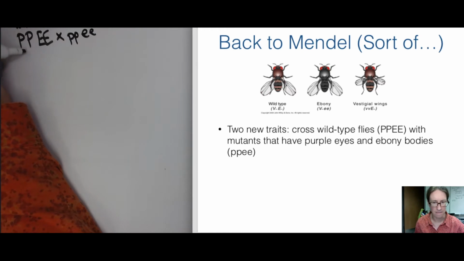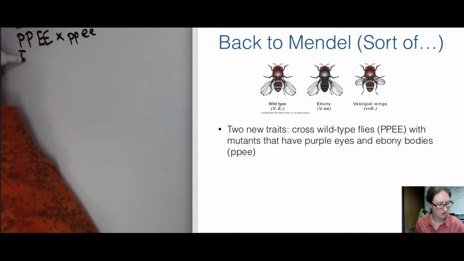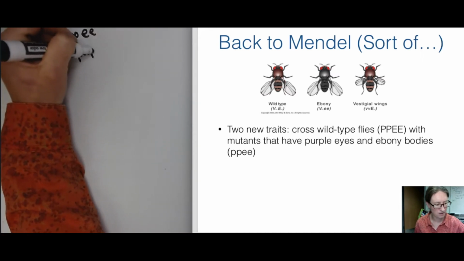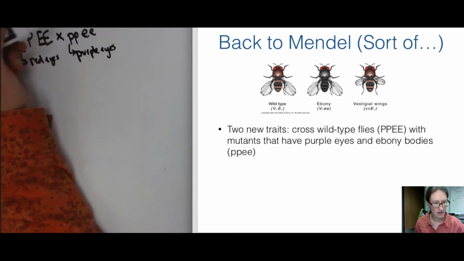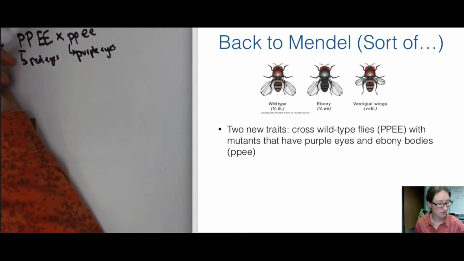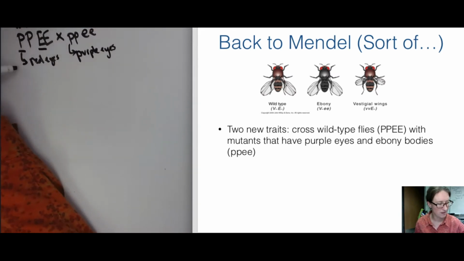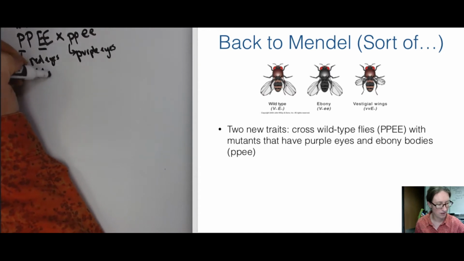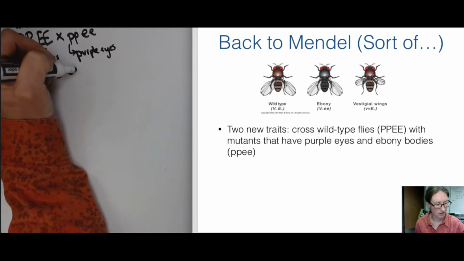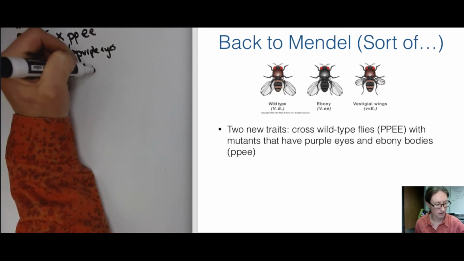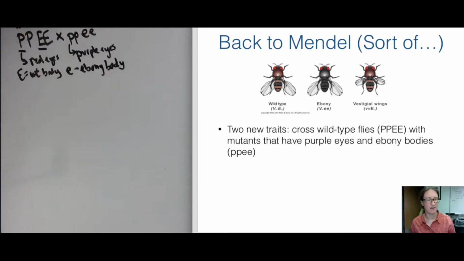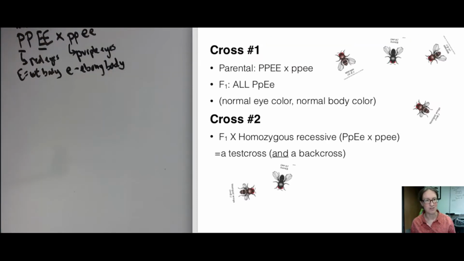So here we have red eyes, symbolized by big P, purple eyes by little p, and quote-unquote normal bodies, so brown bodies by big E, or we can just call that wild type body, and little e is ebony body. Okay, so this looks a lot like a dihybrid type of situation, right?